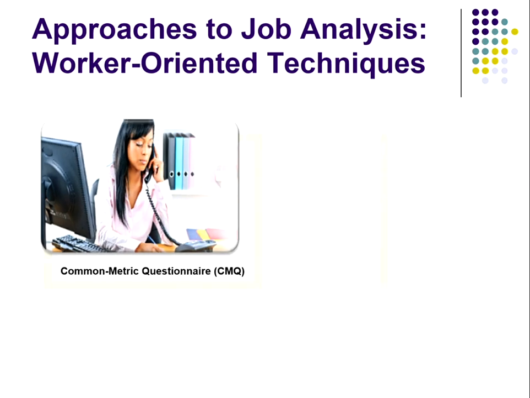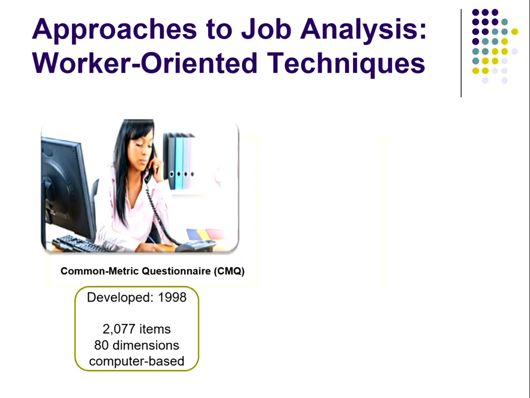So how about the common metric questionnaire? Maybe this will be an improvement. Or maybe not, because look, it has 2,077 items with 80 dimensions. It's a computer-based questionnaire. So it could go faster for people who are good at using the mouse and clicking and things like that. It could end up going a lot slower. It probably is going to go a lot slower than that 187 items that was on the previous one.